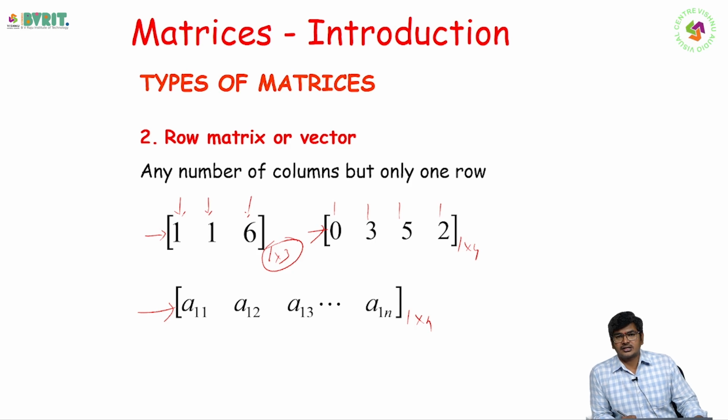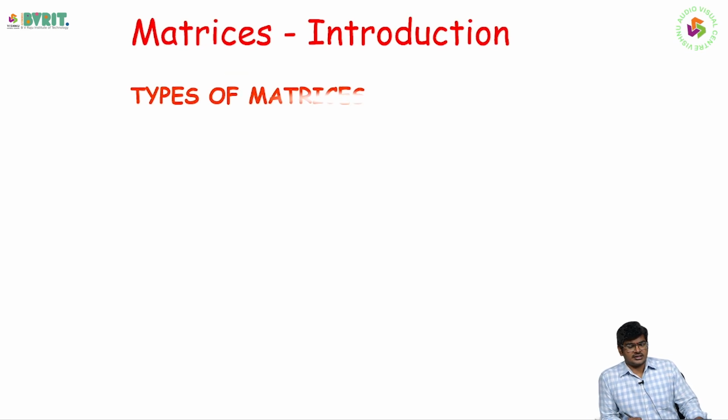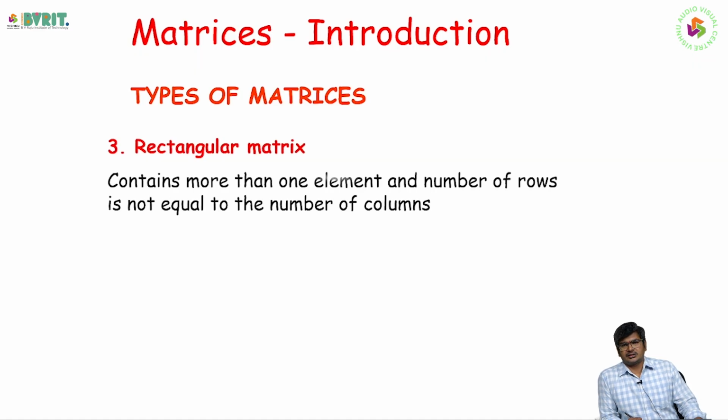Therefore, this type of matrix is called the row matrices. Next, types of matrices. Rectangular matrix. A rectangular matrix is one where the number of rows is not equal to the number of columns. A matrix containing a number of rows not equal to the number of columns is called a rectangular matrix.